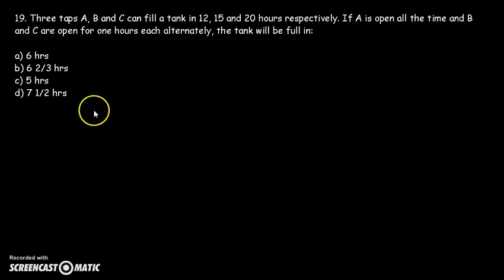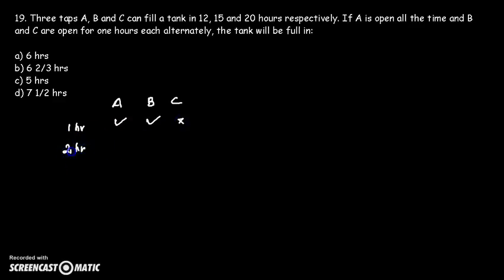3 taps A, B and C can fill a tank in 12, 15 and 20 hours respectively. If A is open all the time and B and C are open for 1 hour each alternately, the tank will be full in. This question is similar in lines with the last question, except that there are 3 taps now. In the first hour, out of A, B and C, A and B are open while C is closed.